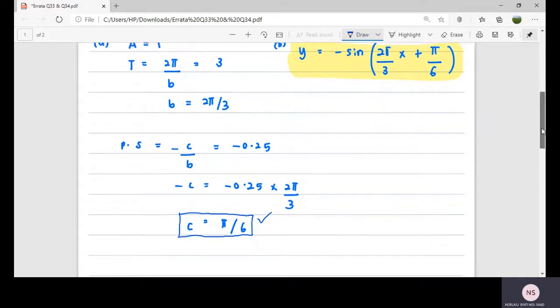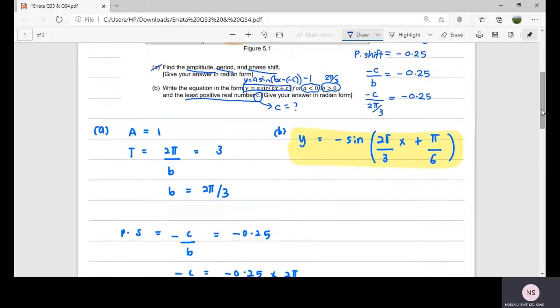Next, for question B, y is equal to negative 1, this is our amplitude, sine of 2 pi over 3, this is the value of B, and we just substitute, and then plus pi over 6, this is the value of C that we already calculated. Okay, so this is for question number 33.